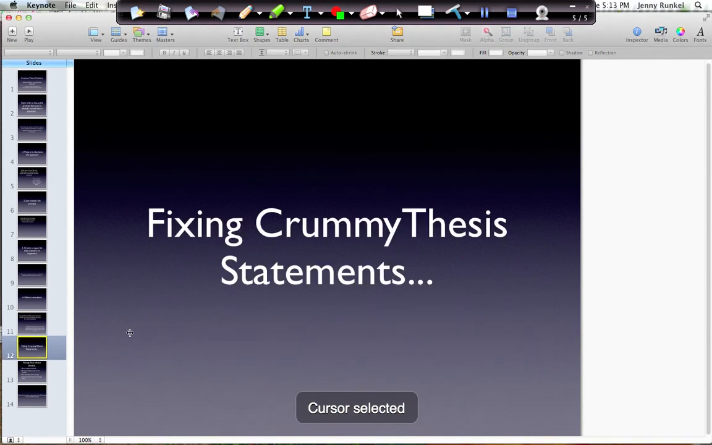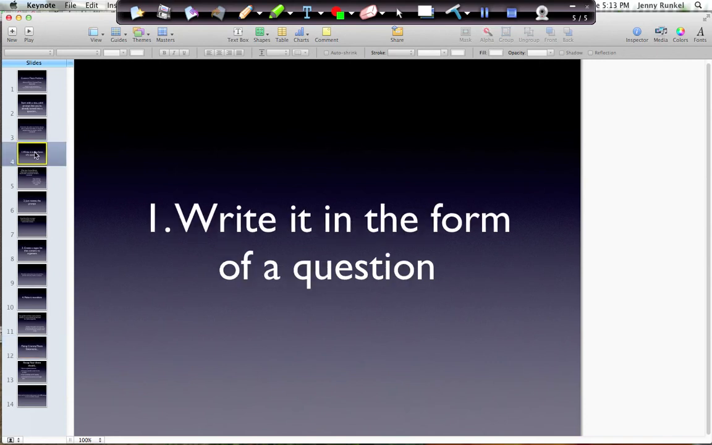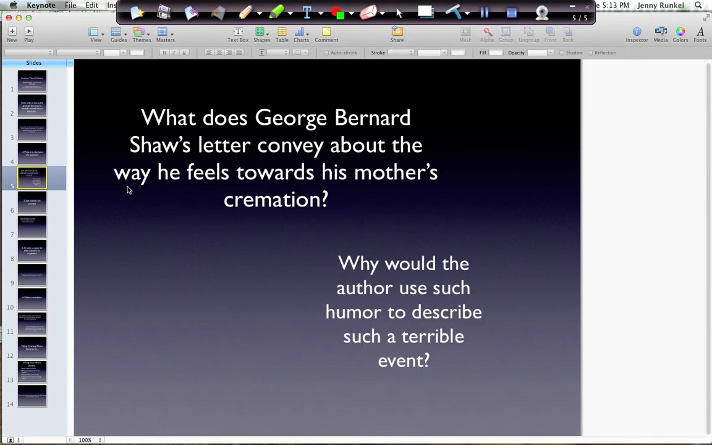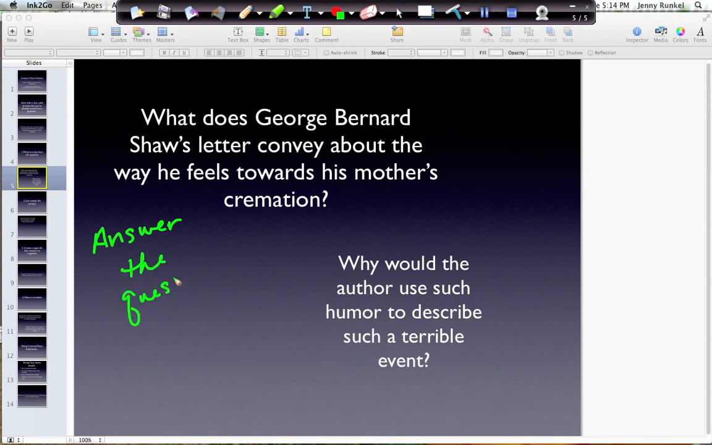All right, so how do you fix these crummy thesis statements? Let's go back and look at them one by one. Okay, in order to fix the ones that are written in the form of a question, your first step is really to just answer the question. So the way to fix these, simply put, answer the questions. Now, that's the first step. Just because you answer the questions does not mean that you're good to go on your thesis statement, okay? But it is step one in creating a good thesis statement.